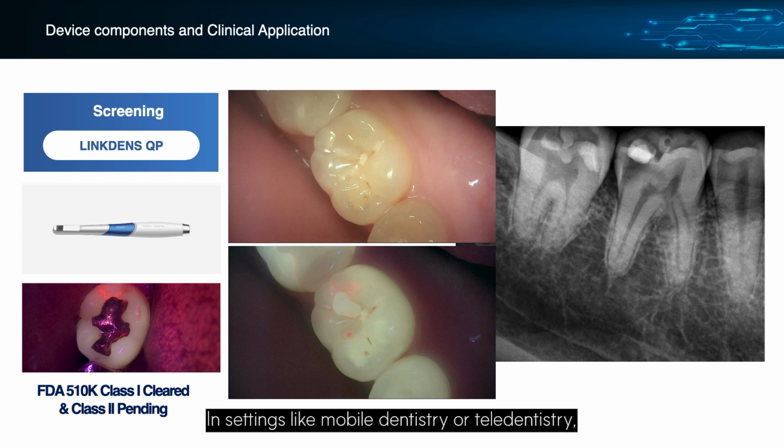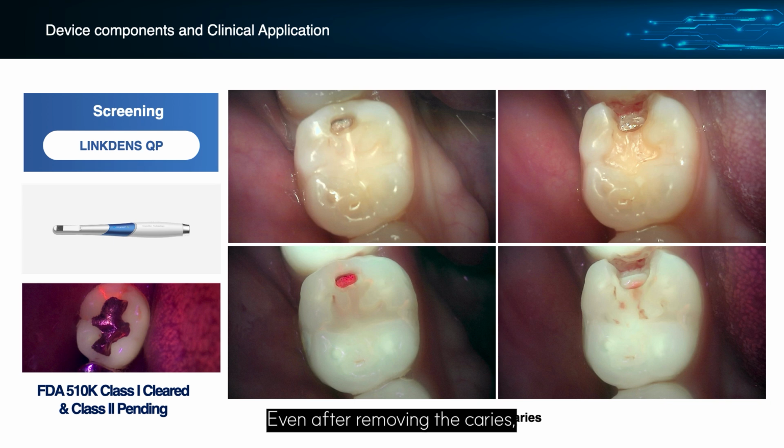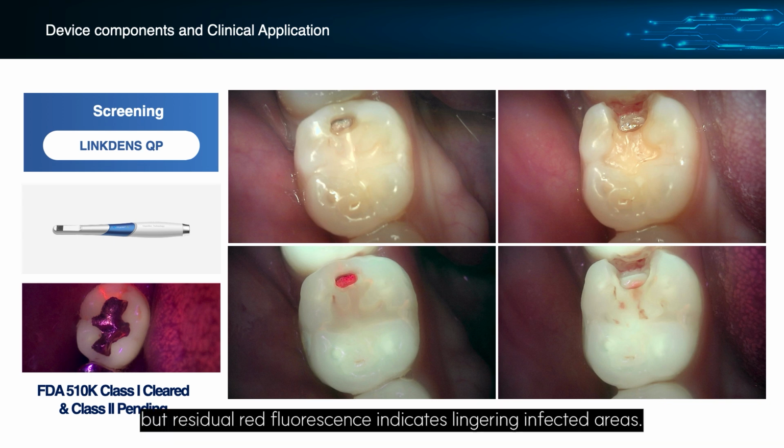In settings like mobile dentistry or teledentistry, where X-rays are restricted to clinical environments, we believe BLISS technology could serve as a viable alternative. Even after removing the caries, it's difficult to confirm with the naked eye whether the removal is truly complete. Often the surface appears clean visually, but residual red fluorescence indicates lingering infected areas.